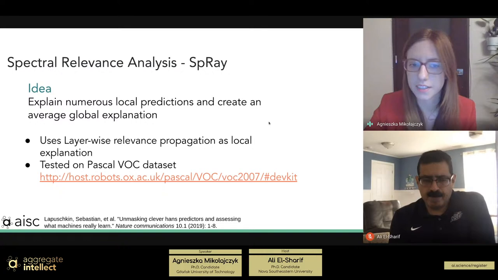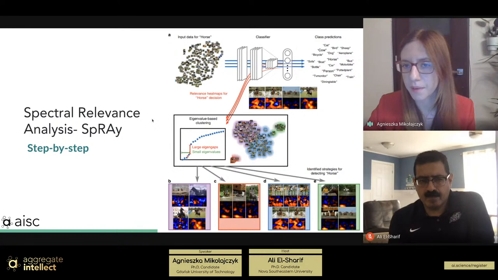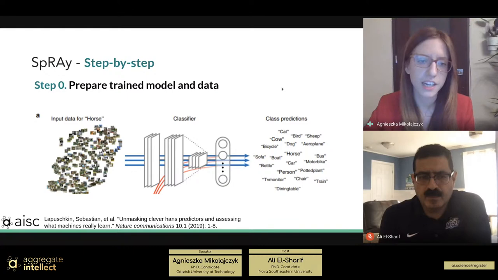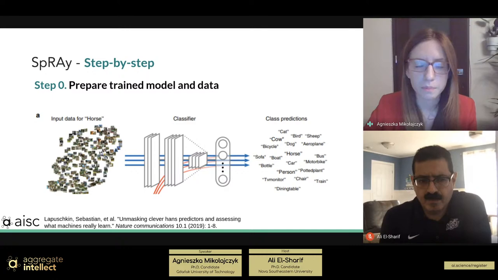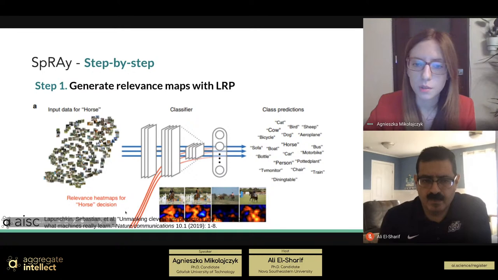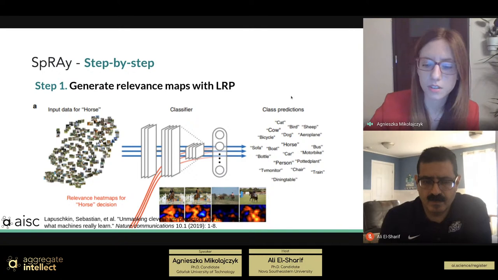So let's look at SPRAY step by step. Let's look at the close-up of this part of the scheme. At first, we need to prepare the trained model and data, similarly as in the LRP method. So here they propose to prepare first input data for horse and their classifier. Then we need to generate relevance maps with LRP. You already know how LRP works, so here we just have to put input data through the classifier, predict our classes, and then backpropagate to generate relevance maps. When we have those relevance maps for this horse prediction, we can go to the next step.